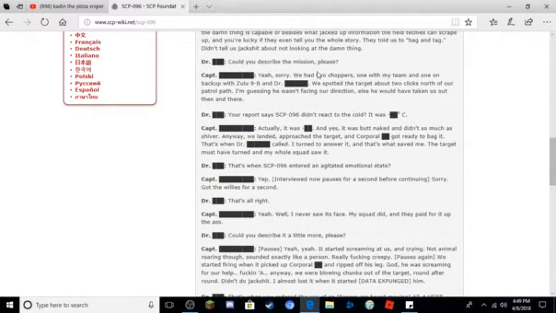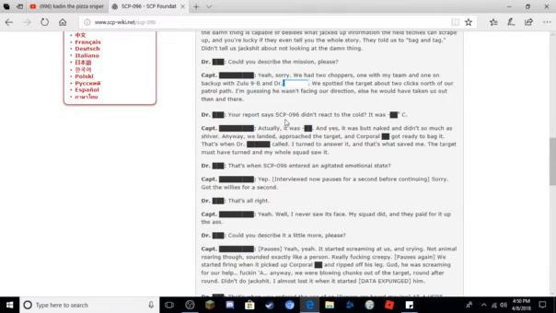Could you describe the mission, please? Yes, sir, we had two choppers, one with my team and one on backup with Zulu 9B and the doctor. We spotted the target about 2 clicks north of our control path. I'm guessing he wasn't facing our direction, else he would have taken us out there and then.